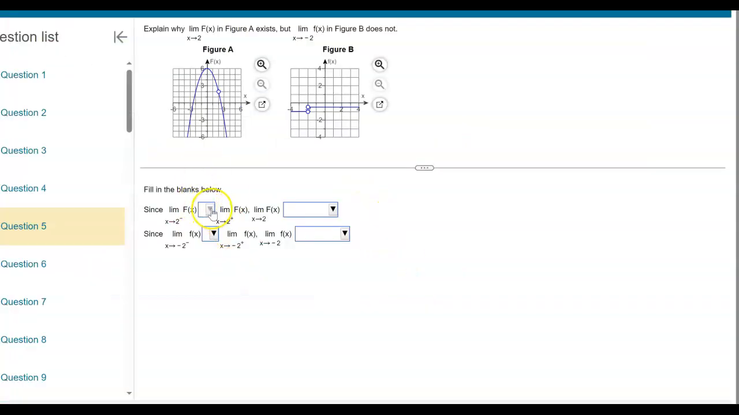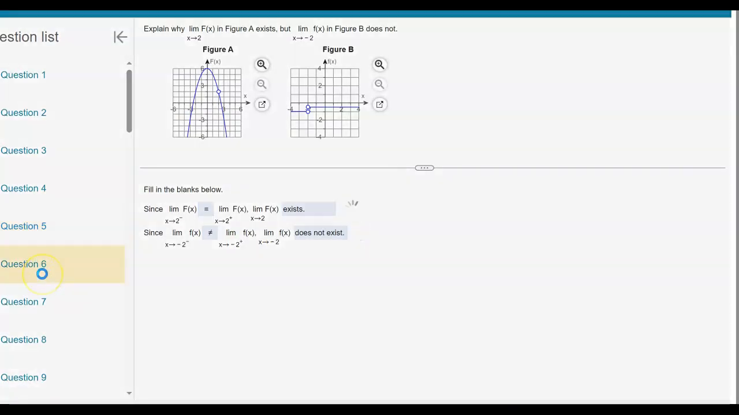Okay, so when you input the answer here, the limit of the function, they're equal. The left-hand limit is equal to the right-hand limit. And what is the limit? We know the limit exists because the left-hand limit is equal to the right-hand limit. And for the second one, the left-hand limit is not the same as the right-hand limit. So they're not equal, and therefore the limit does not exist.